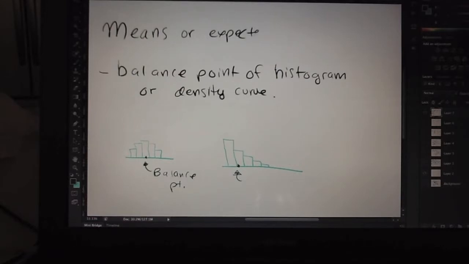Okay, means are also called expected values. And when we're looking at graphs, we call it the balance point. So if you look down at these two examples, the one on the left is pretty much centered, so the balance point would also be centered because the weight would be distributed evenly. Now if we look to the right, this graph is skewed to the right because its tail is on the right side, which means that it's heavier on the left side per se, so that means the balance point needs to be shifted more to the left.